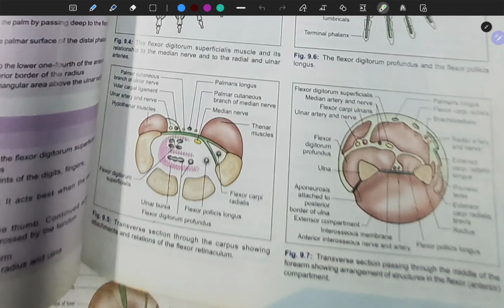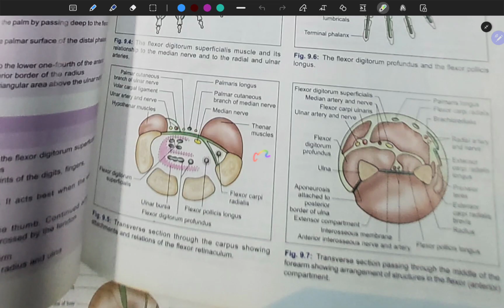Sometimes they may ask you about the flexor retinaculum. Just remember this point. This is a transverse section through the carpus showing the attachments and relations of the flexor retinaculum. The ulnar bursa encloses the FDP and FDS tendons, whereas the radial bursa encloses the FPL, flexor pollicis longus. The main trunk of the median nerve lies beneath the flexor retinaculum, in the carpal tunnel, whereas the palmar cutaneous branches of the ulnar nerve and median nerve lie above the flexor retinaculum.